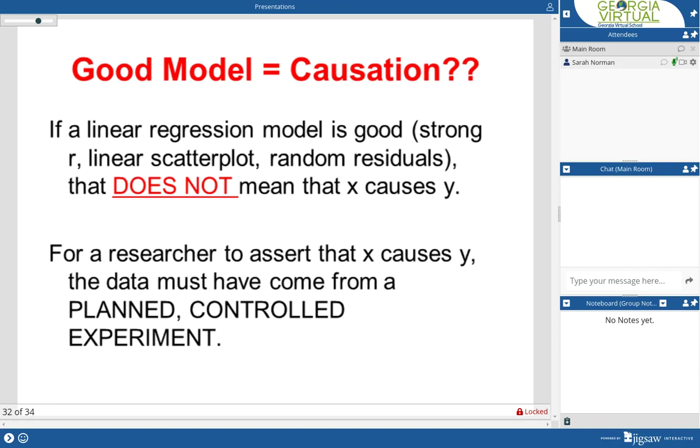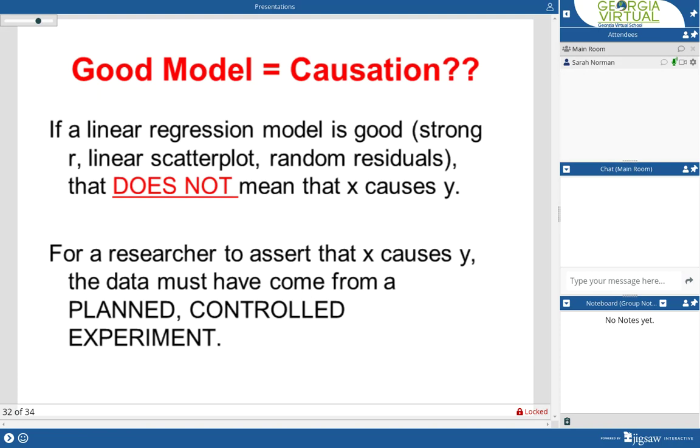And if a linear regression model is good, meaning it has a strong R, it's linear, and the residuals are all scattered, that still doesn't mean that X causes Y. So just keep that in mind. I know we already talked about that, but that's worth mentioning again. And so for a researcher to assert that X causes Y, the data must have come from a planned controlled experiment, not just the data.